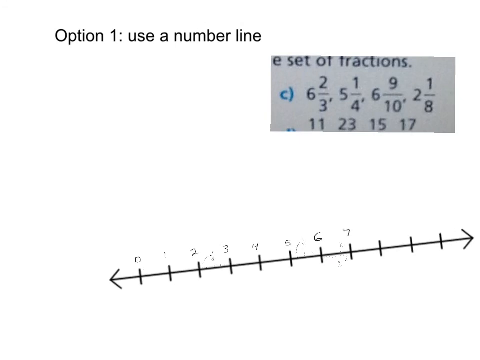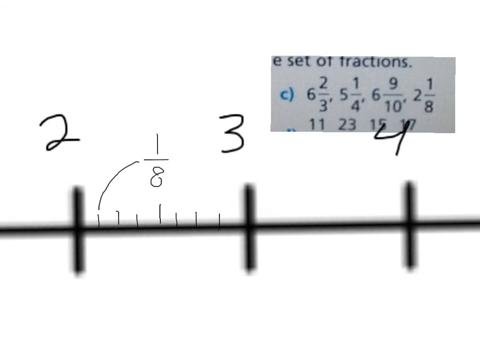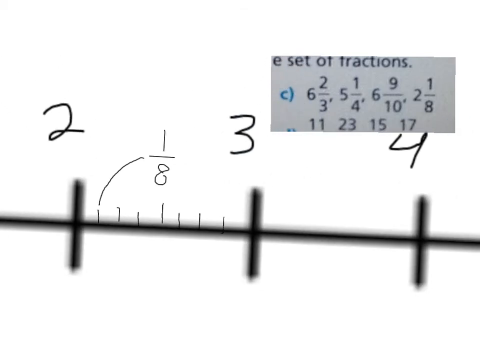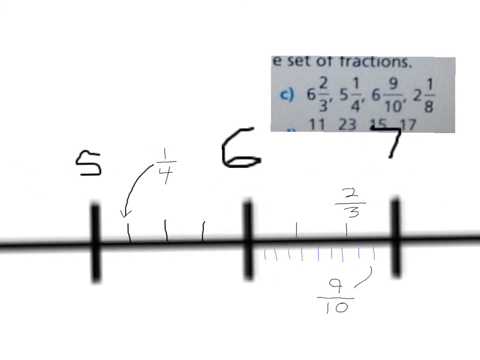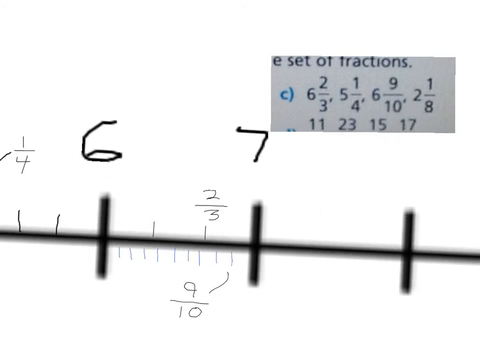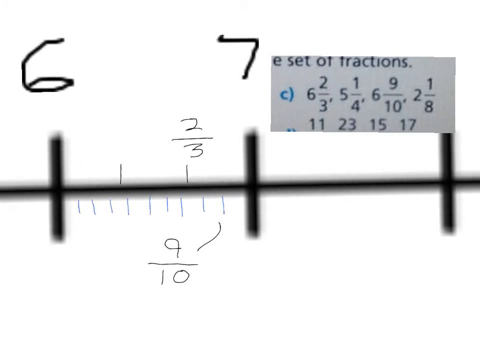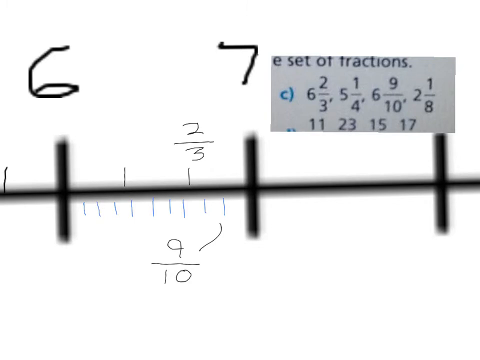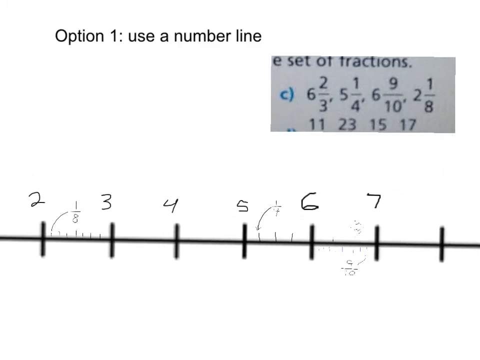So our smallest or least greatest fraction is 2 and 1/8, way down the number line there. And then next we have 5 and a quarter. And next after that we have 6 and 2/3, and just a tiny bit bigger than that is 6 and 9/10. So number lines can be really helpful for these types of questions, but you do have to be accurate when you label them and when you split up your whole numbers into fractions.